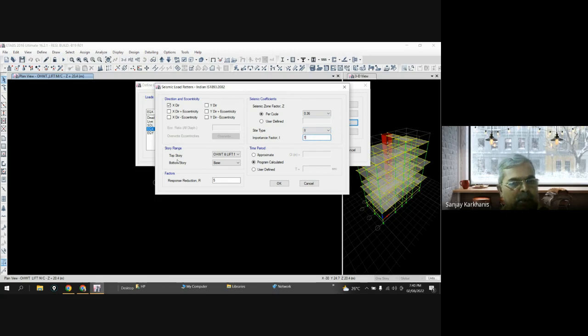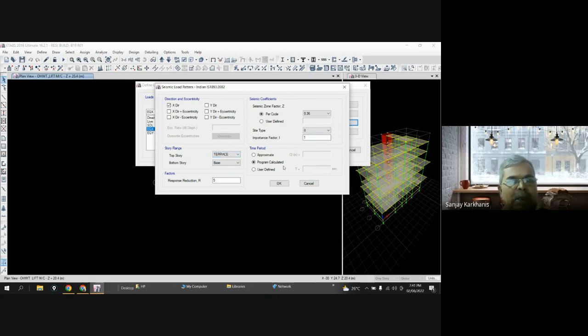Now here you can see a story range. Normally you can go with base to terrace. See here, you are not applying the lateral loads on the terrace, on the water tank bottom or top. So it is up to you. By default, it will go from lower to higher. So it's your choice. I am applying up to terrace.